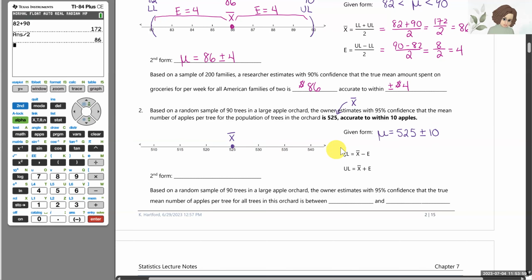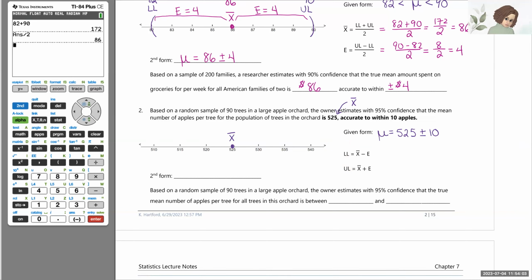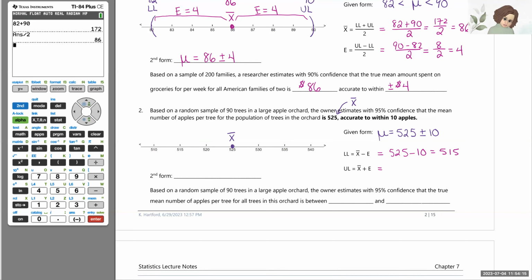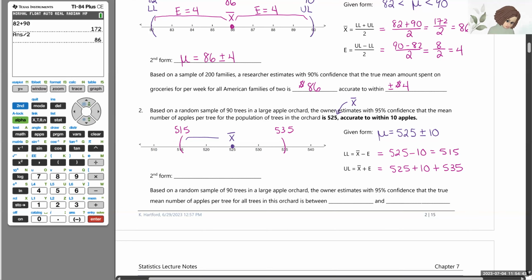So let's go ahead and find the lower limit and the upper limit. So in this case, then, if we want to find the lower limit, we just take our point estimate and subtract our margin of error. So 515. And for the upper limit, we just take our point estimate and add our margin of error. And that will bring me up to 535. So on my picture there, 515 to 535. And then I'll put the margin of error on the picture. So this distance always gets a little squished here. That distance is 10. So 525 to 515 is 10, and 525 up to 535 is your margin of error, 10.